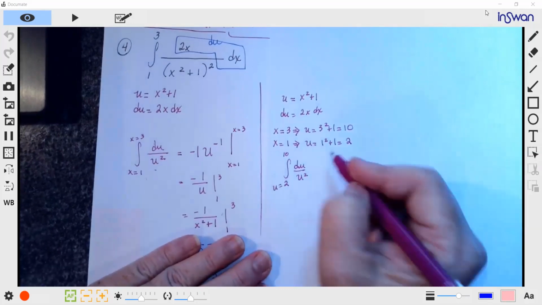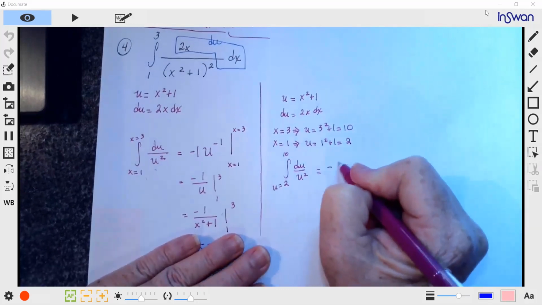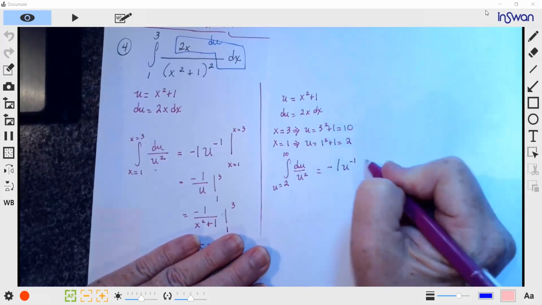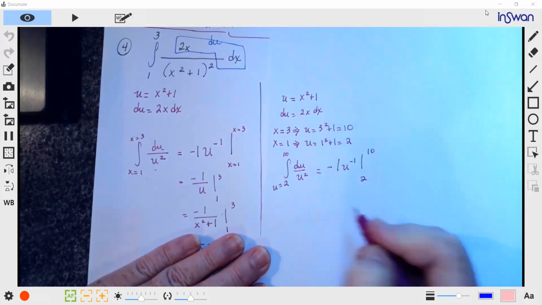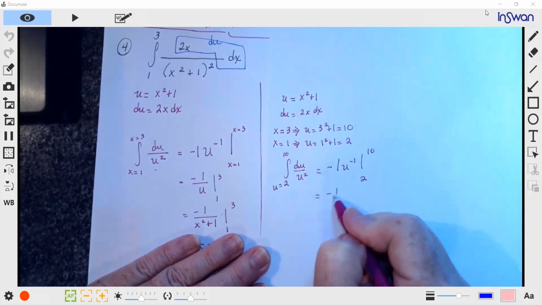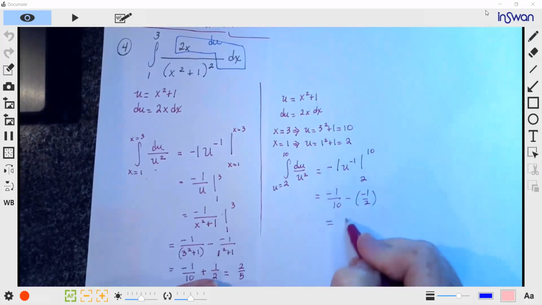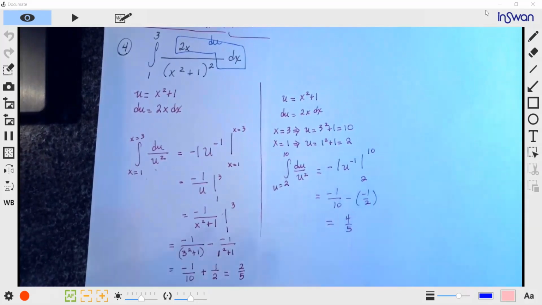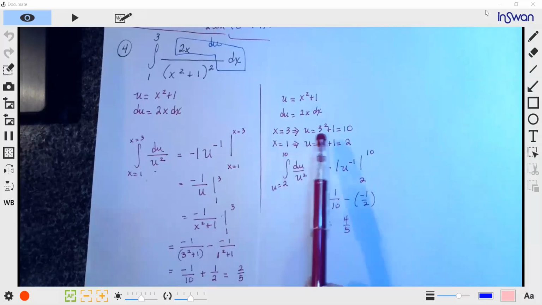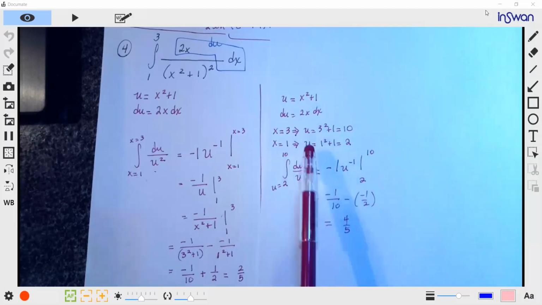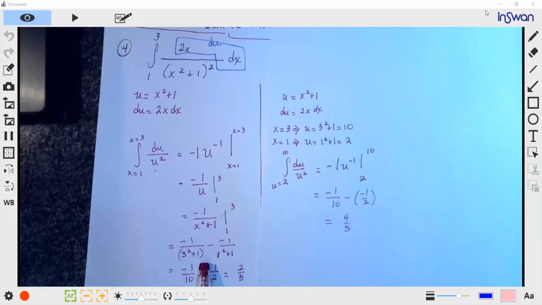So here I would integrate and get negative 1u to the negative 1 again from 2 to 10, which would be negative 1/10 minus a negative 1/2, or 4/5 again. It really is 6 of one, half a dozen of the other. It just depends on when you would rather plug those values into u. Here we do it first, here we did it last. But it is a valuable skill to be able to follow when someone does it either way.